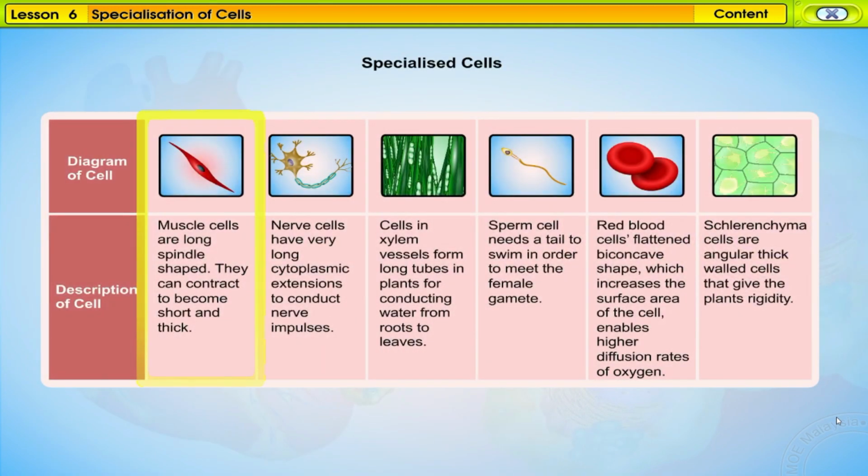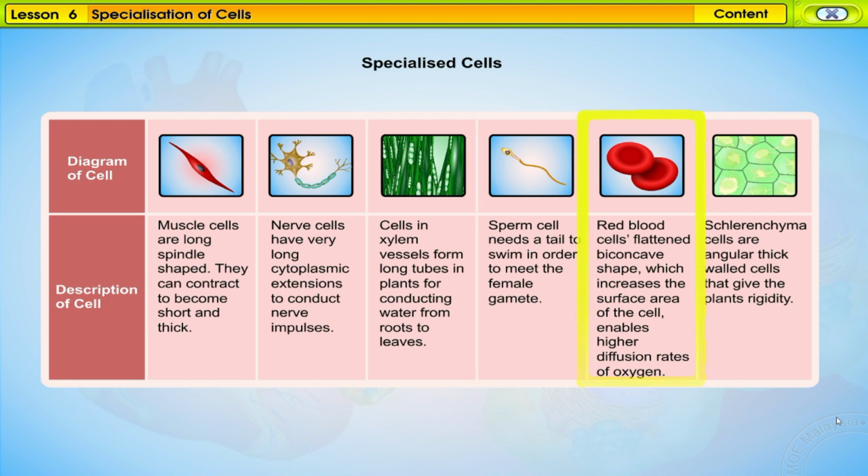Muscle cells are long, spindle-shaped. They can contract to become short and thick. Nerve cells have very long cytoplasmic extensions to conduct nerve impulses. Cells in xylem vessels form long tubes in plants for conducting water from roots to leaves. Sperm cell needs a tail to swim in order to meet the female gamete.